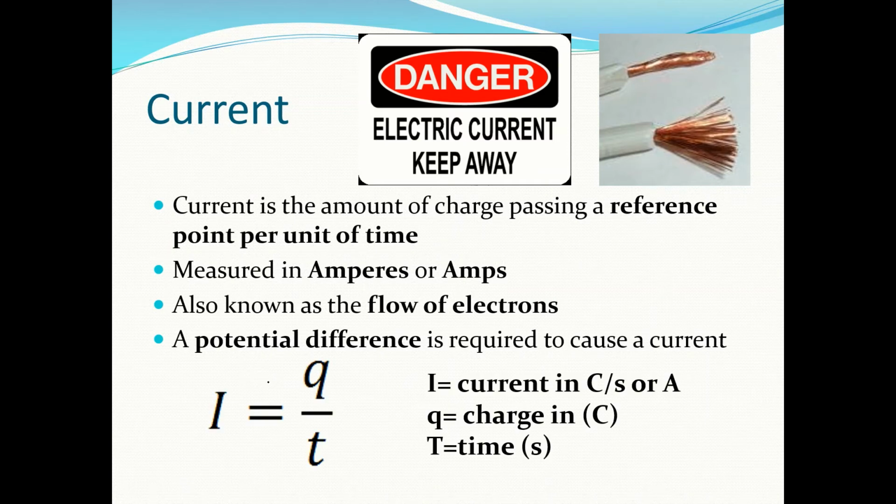So this is our formula for current. Current equals charge over time. So current can be coulombs per second, which is an amp. Charge is in coulombs, time is in seconds. There should be a small t right here.